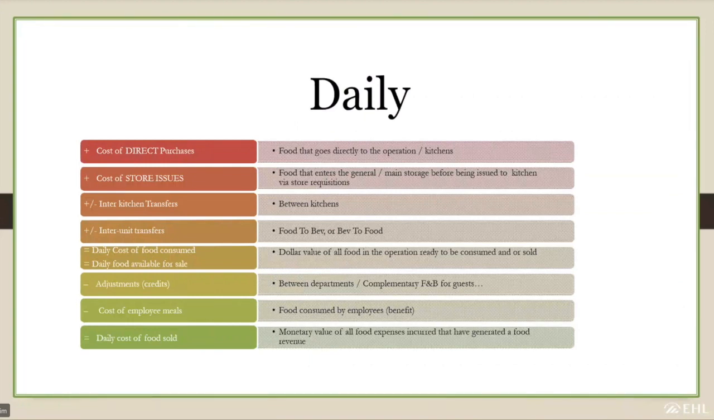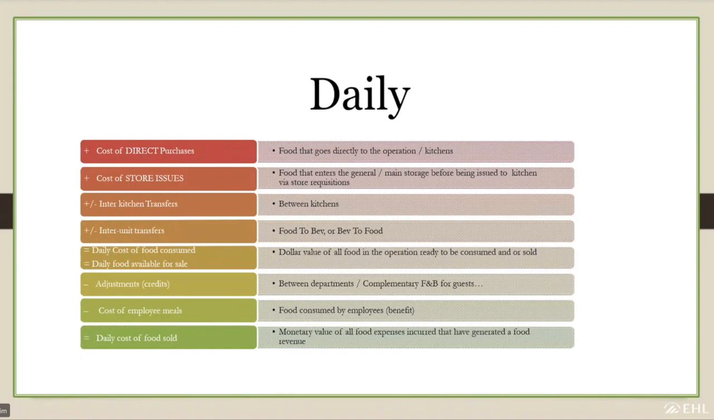So, what we have to do here is the cost of direct purchases. We have to calculate everything daily: cost of store issues, what enters our storage room, and then inter-kitchen transfers. This is also plus or minus depending on how you're moving items in a big operation, let's say multiple restaurants, between certain restaurants. This is, of course, because you have different storerooms for different kitchens, because you can't always have one central storeroom for most of the stuff.